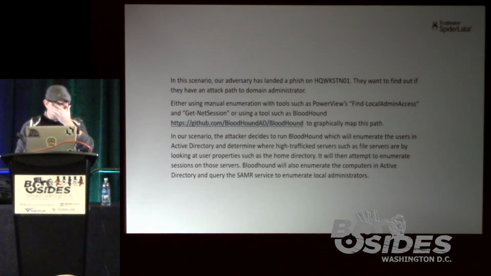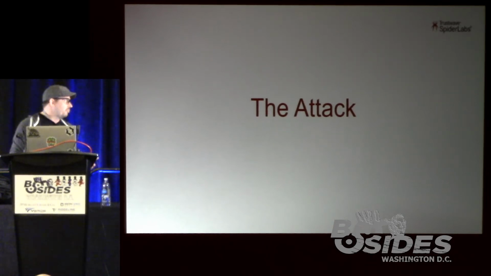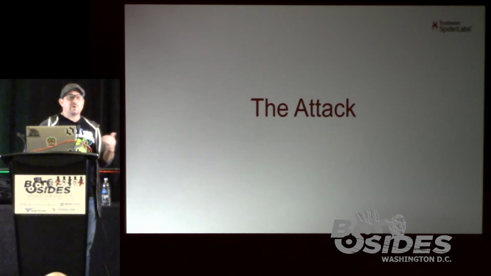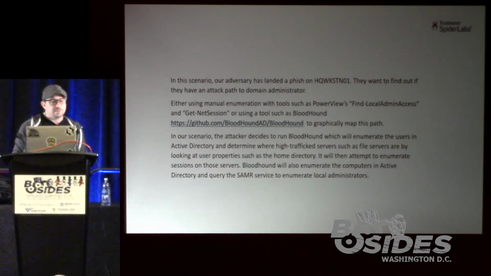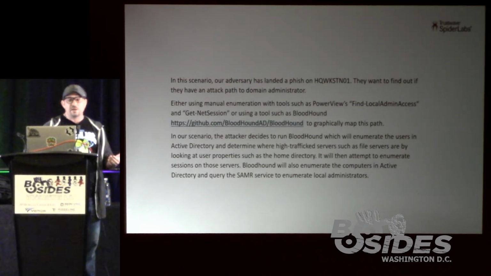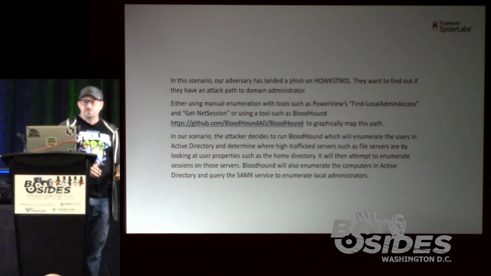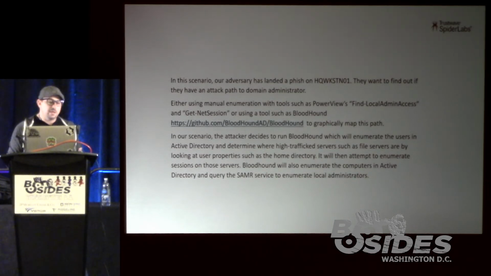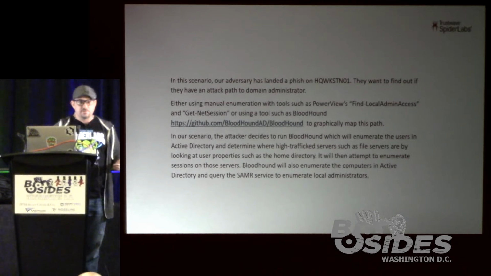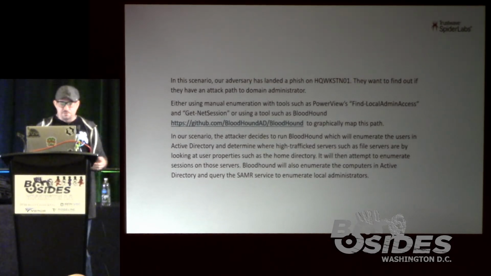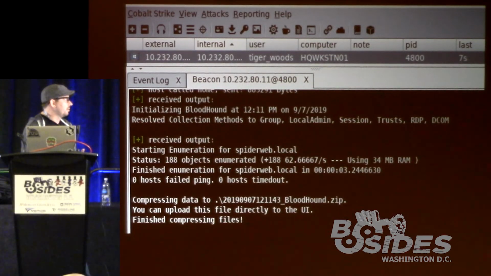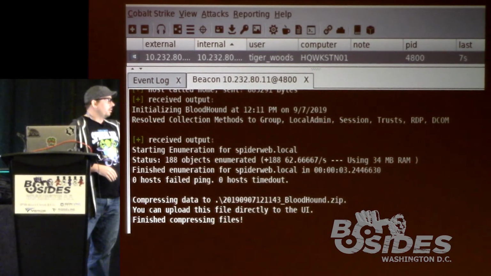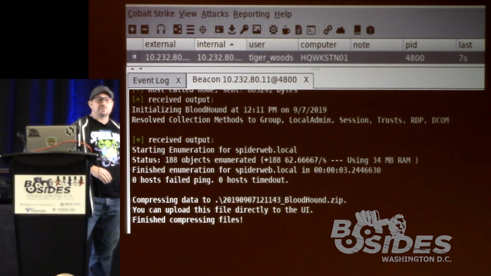Now we're going to actually perform that attack with BloodHound or SharpHound. SharpHound is the tool that collects the data for BloodHound. It's going to do things similar to PowerView's Find-LocalAdminAccess and Get-NetSession, finding local users, things like that, through our Cobalt Strike beacon. So we're going to run Cobalt Strike, and then we're going to run SharpHound with execute-assembly.